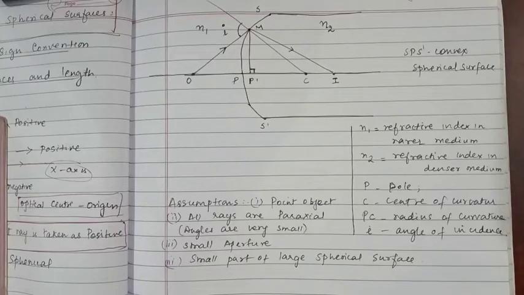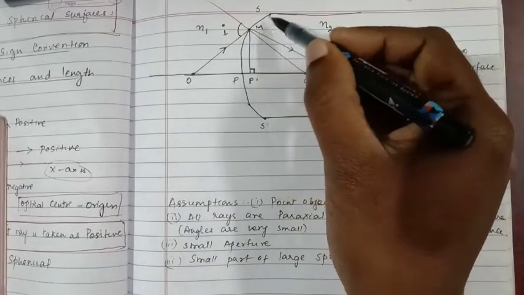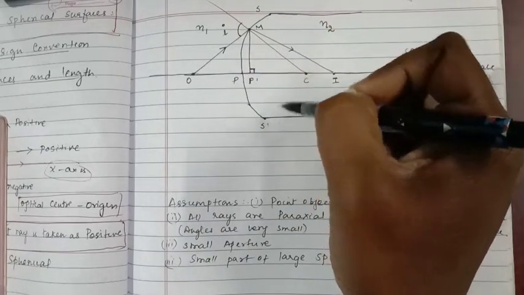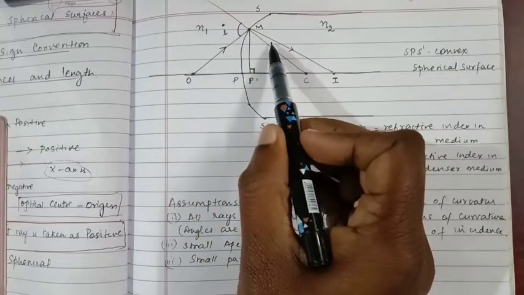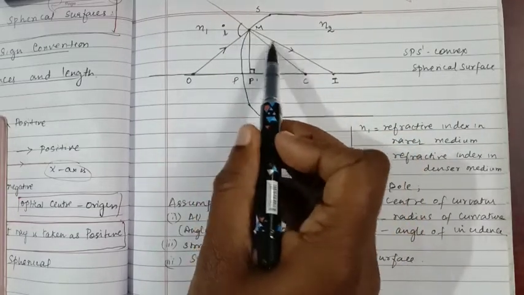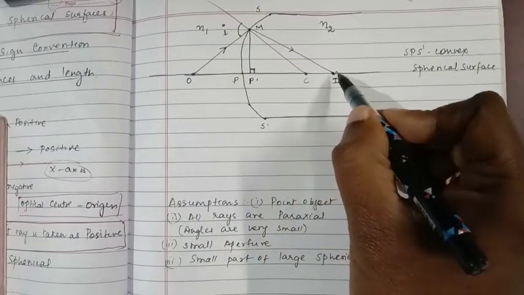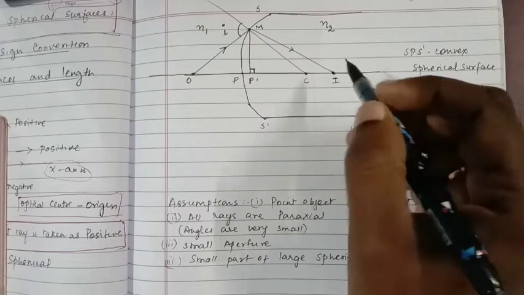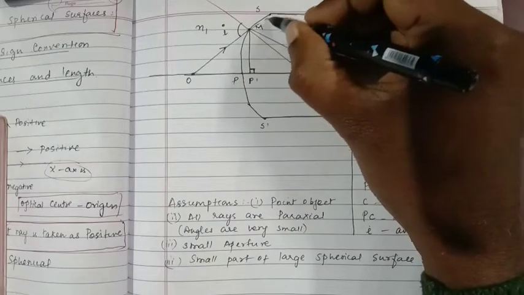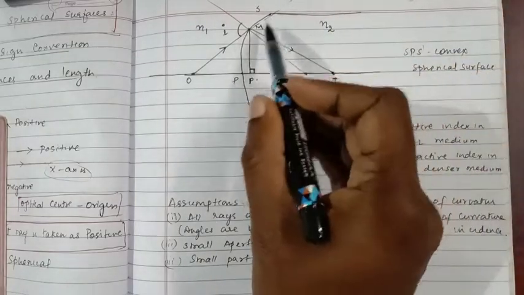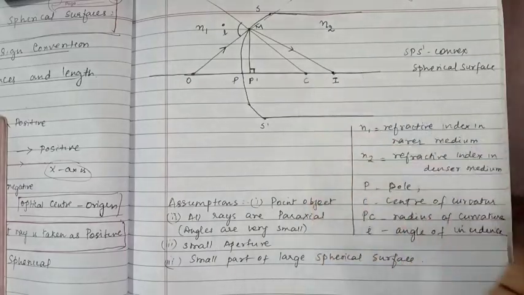Again, when light strikes a spherical surface traveling from a rarer to a denser medium, this will be the direction of the refracted ray, and the image is formed at I. If there were no spherical surface, the light would have traveled in this way. But due to refraction, the image is formed at I.